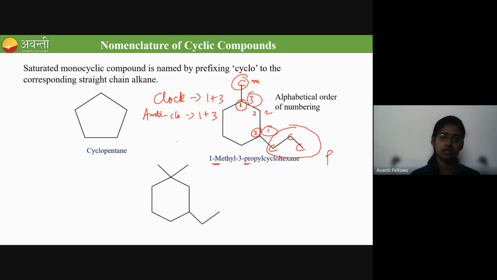Try to name that compound also. What is the name of this compound? Can anyone try the name? How many substituents do we have? 3 substituents we have. Try to number and give me the correct IUPAC name of this compound. I will give you a few seconds. You guys can give a try.